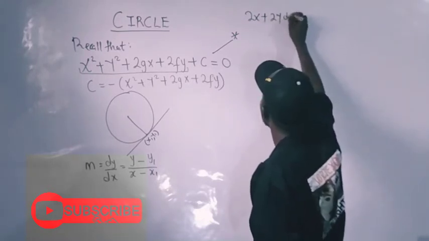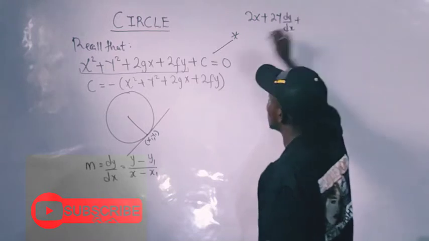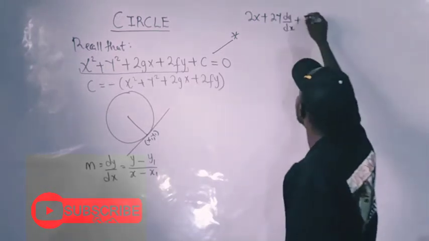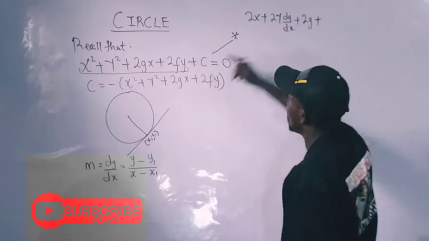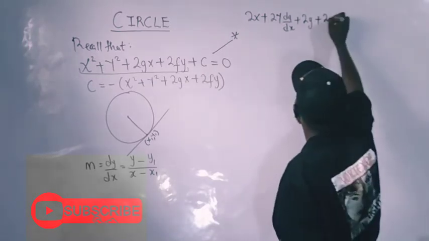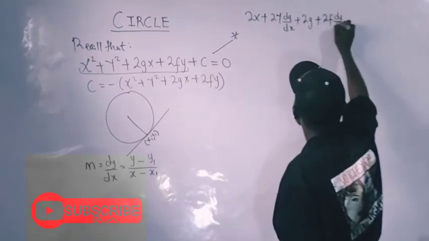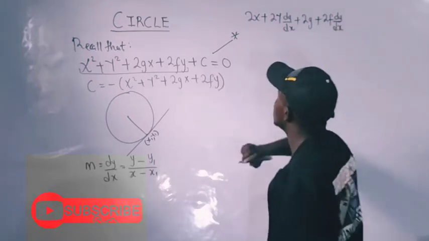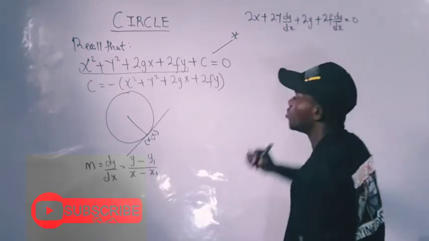2y dy dx. Then when I differentiate 2gx, I'll be having just 2g. And when I differentiate 2fy, I'll be having 2f dy dx. Then when I differentiate c, it becomes a 0. So I'm having this to become a 0.